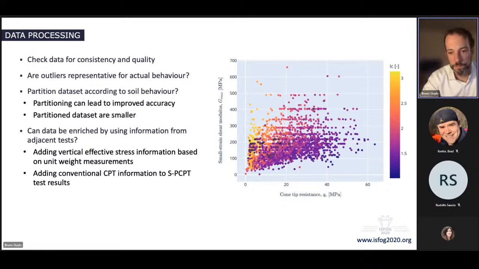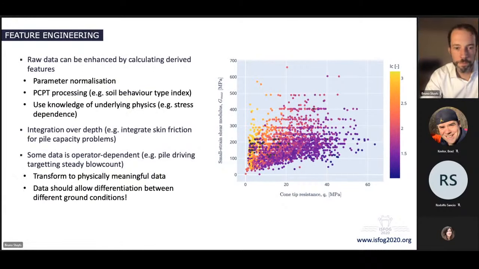When we are looking at data, the raw data only paints part of the picture, and we can use either engineering knowledge or knowledge from nearby boreholes to enhance the data, to, for instance, calculate vertical effective stresses, or to supplement seismic CPT measurements with conventional CPT data, to make correlations, for example, like shown in this picture, between cone tip resistance and small strain shear modulus.